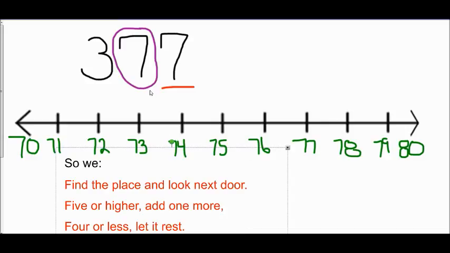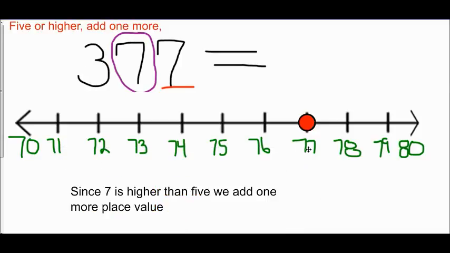Since I see that this is 377, I know that when I find it on the number line, it's right here. Here's 77. And I know that that 7 is higher than 5. So 5 or higher, we add one more. So when I'm writing this out, my hundreds place value will stay the same, but I'm going to add one more to my tens place value. And because I've added one more, I know I'm rounding up. So because 7 is higher than 5, I'm going to go this way. So it has to be this number right here that I round up to. So I put the 0 on the end.